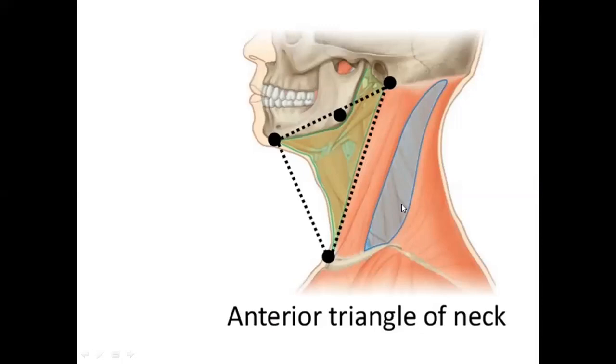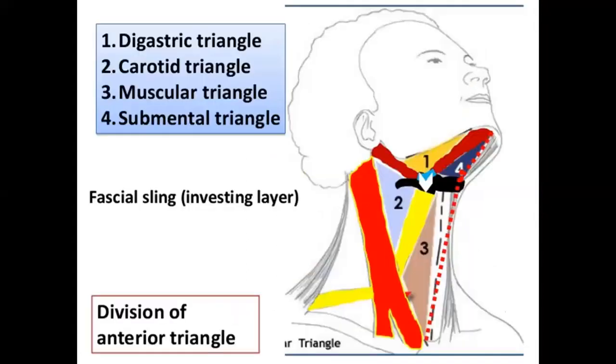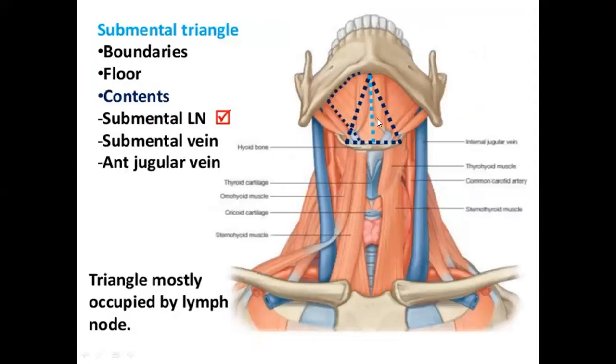Submental lymph nodes are important because they drain the tip of the tongue, and they drain this submental triangle region, and they are connected with the submandibular region also. So that's about the submental triangle. You see once again, this is the submental triangle. Now the other triangles: muscular, carotid, and digastric, are the subdivisions. As I told you, the boundaries, the floor, and the structures: the submental vein and the tributaries of the anterior jugular vein.